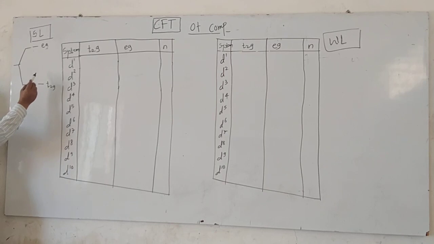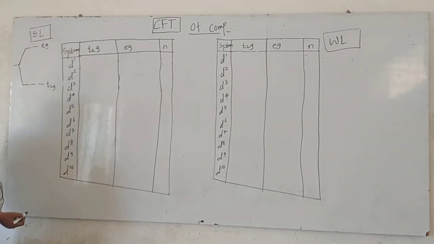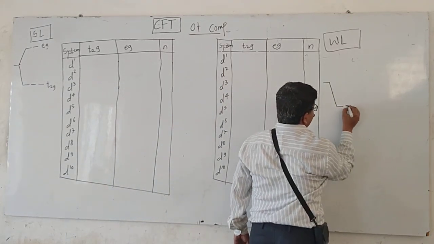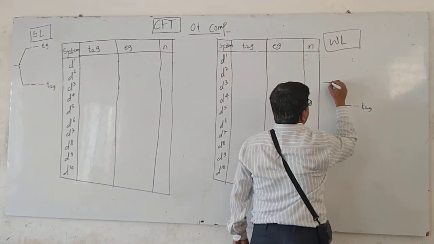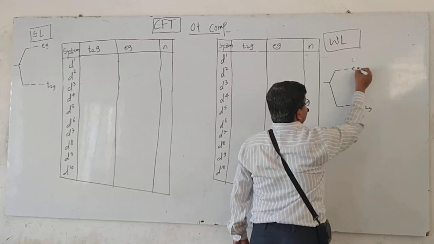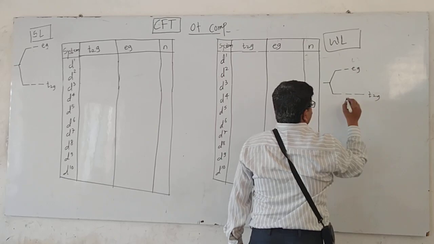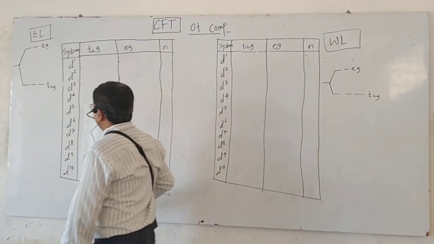Energy gap between T2G and EG is more, so that fourth electron is doing pairing here instead of going into EG. But in case of weak ligand, energy gap is very less. So this fourth electron directly goes into EG.